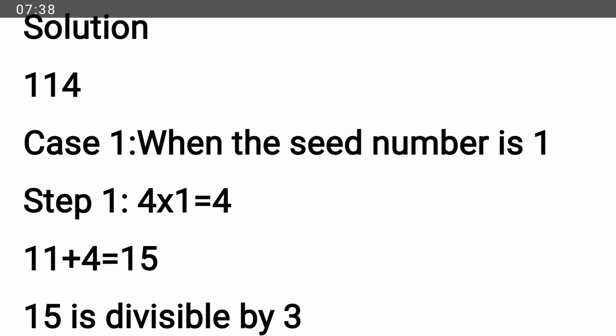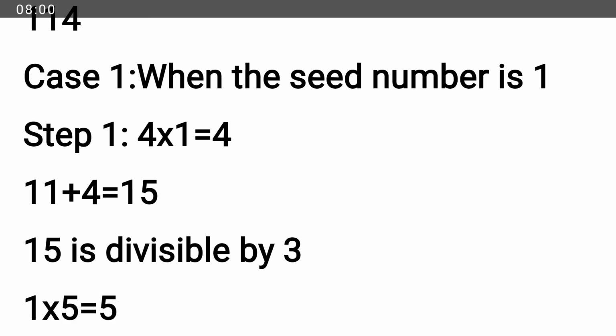1 times 4, or 4 times 1 is 4. Once we use the unit digit to multiply the seed number, we add the result to the remaining digits to the left. So here 1 times 4 is 4, then 4 plus 11 is 15. You see clearly that 15 is divisible by 3.